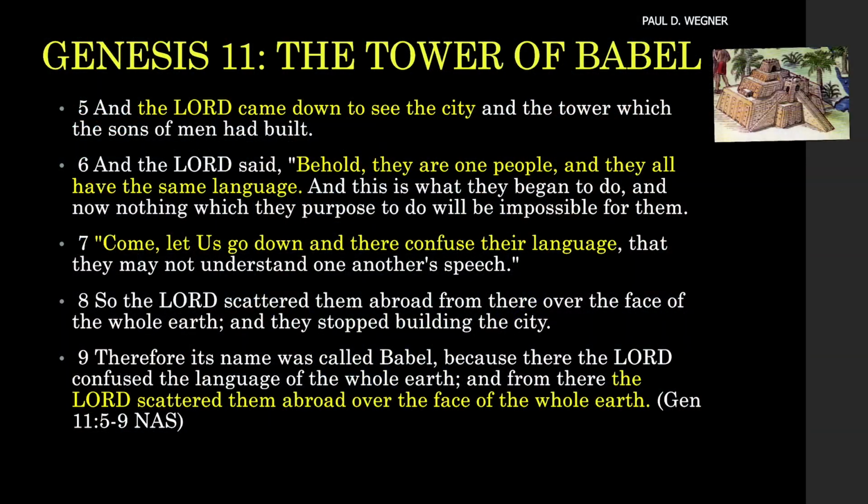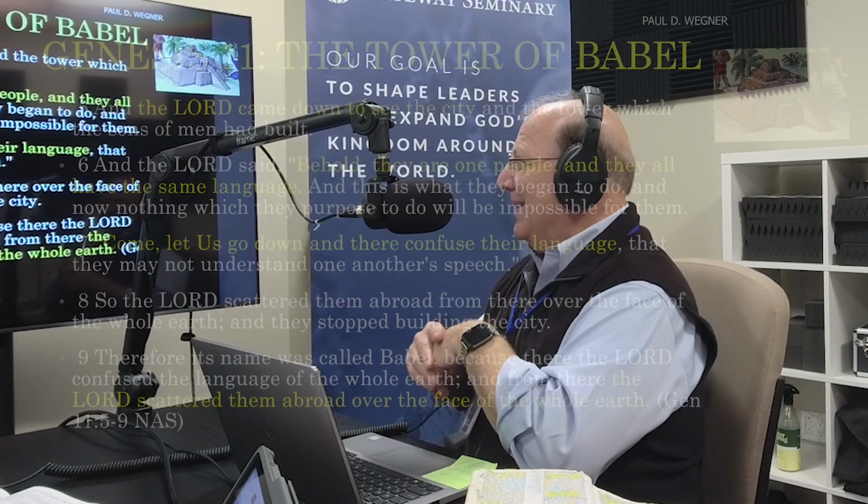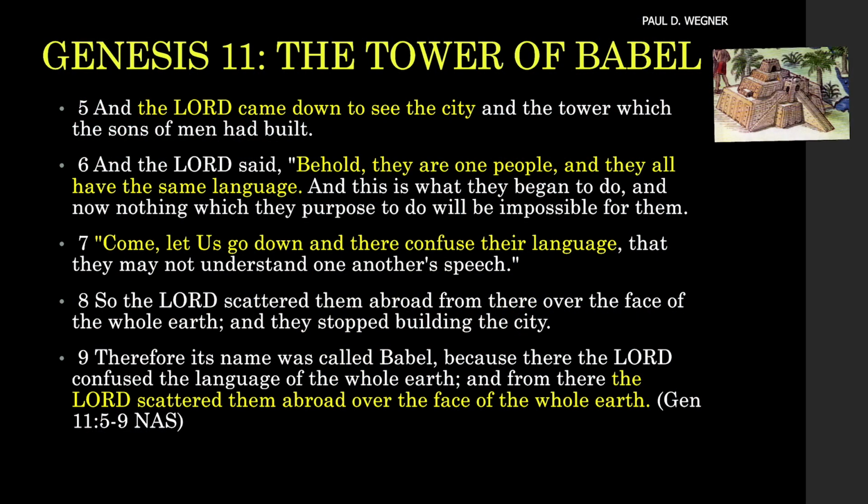"And the tower which the sons of men had built. And the Lord said, 'Behold, they are one people, and all have the same language. And this is what they began to do. And now nothing which they purpose to do will be impossible for them.'" If you think about it, that's quite a statement. So God has to, it'd be great if they did all good things, and they did some amazingly good things. But they're going to also do really bad things. And so God has to separate them. "Come now, let us go down there and confuse their language, that they may not understand one another's speech."